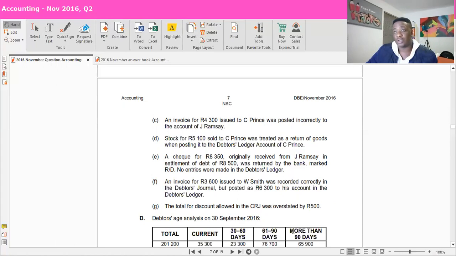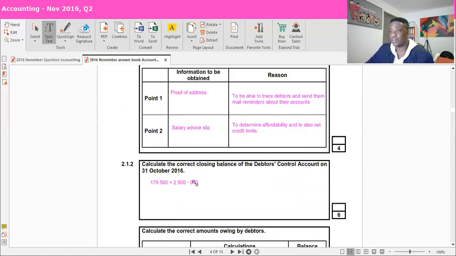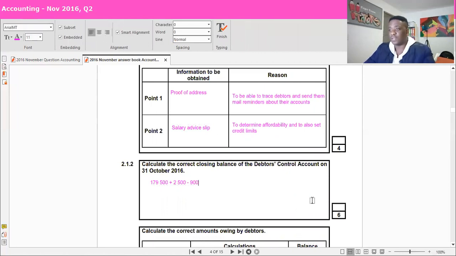And then they say the total discount allowed in the CRJ was overstated by 500. This has to do with the debtors control account now, because the error has been made in the journals, and therefore that error would trickle into the debtors control account. If we overstated, it means that we subtracted too much of the discount, and therefore we need to add to the debtors control amount in order to reverse the effect of the overstatement. So we would add 500, and then we'd have a total of 181,600 for the balance of debtors control.